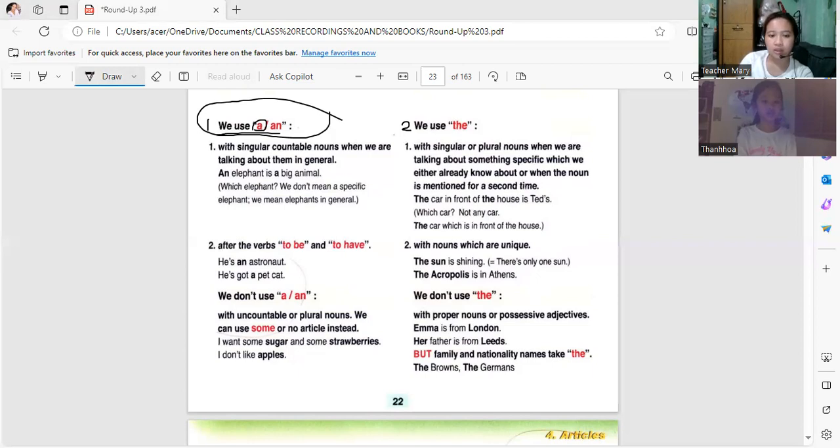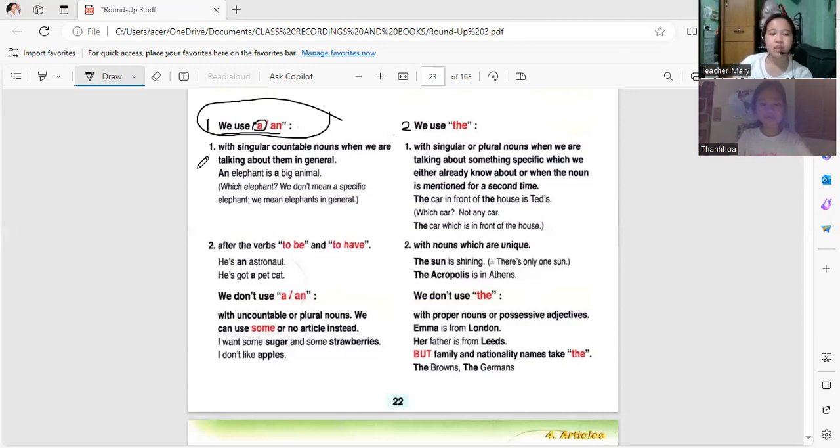So you won't forget. How about an? When we will use an? When it's a vowel sound. Okay, very good. What are the vowel sounds again? A, e, I, o, u. Okay, very good. Very good, Tan. You still remember our lesson.